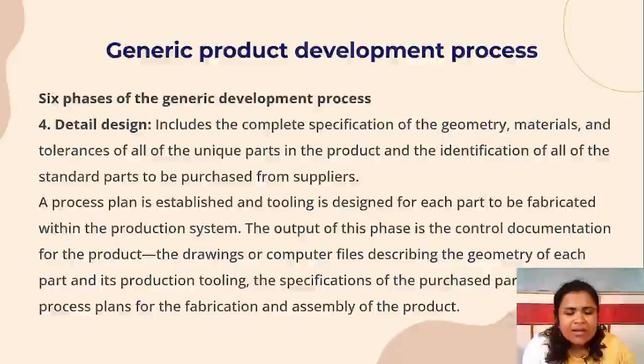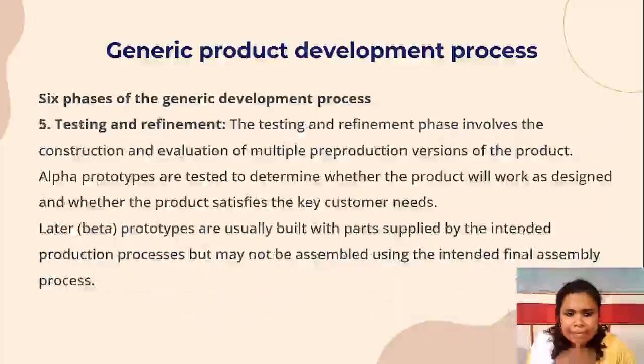The output of this phase is the control documentation for the product, which is the drawings or the computer files describing the geometry of each part and its production tooling, the specification of the purchased parts, and the process plans for the fabrication and assembly of the product.